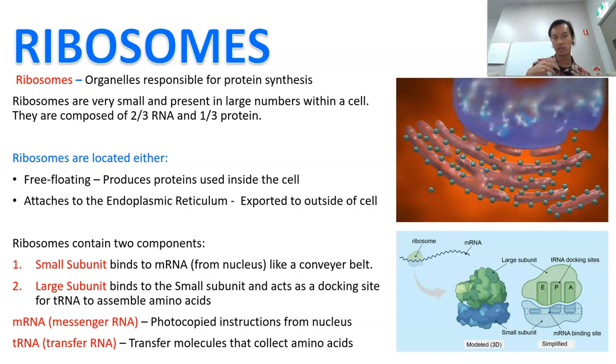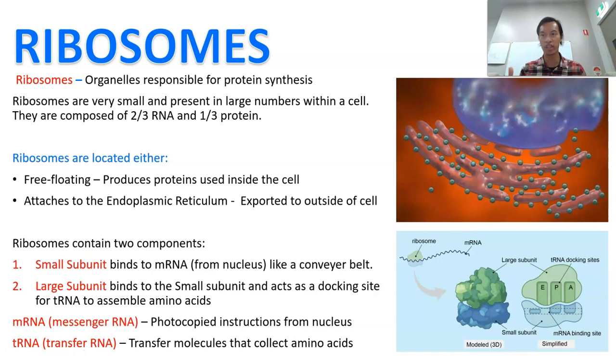The next organelle is the ribosomes. The ribosomes are responsible for protein synthesis. They are your little factories that make protein within the cell. And protein are really important because everything is made out of protein. So these are the factories that make the proteins that make up everything, right? They're very small and they're present in large numbers within a cell. Most of them are made up of RNA, about 2/3, and then 1/3 is made up of protein, right?